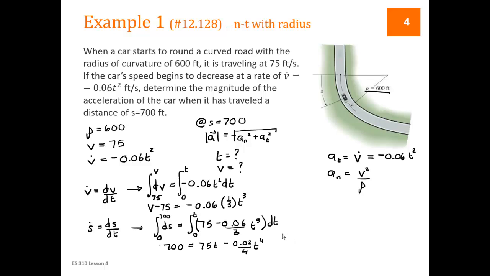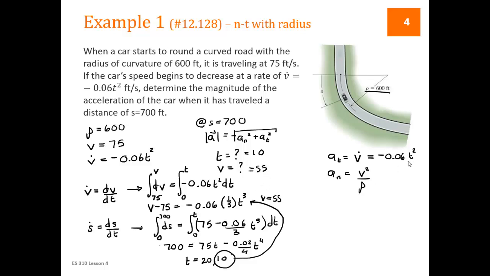If you plug this into your calculator, you're going to get a t of either 20 or 10. Well, what's the first time this happens? It'll be 10. So we're going to pick the smallest one. So t is going to equal 10. V then, if we plug in 10 up here, v is equal to 55.